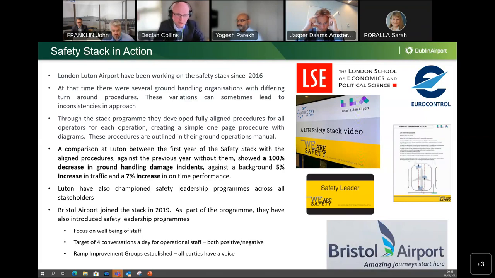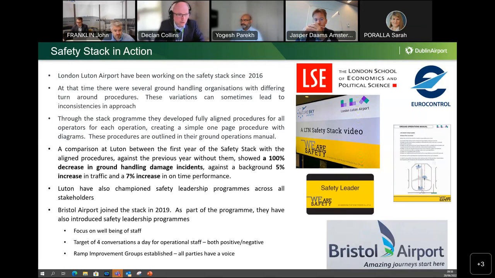Bristol then kicked off in 2019, and as part of their program, they've looked at the well-being of staff. I think that's probably key in the recent past regarding COVID, with a lot of staff turnover, staff being on furlough, isolated, and various challenges in that space. They set a target of 4 conversations a day for all operational staff, both positive and negative. So it's not a case that whenever Ops drives up, we're in trouble. Ops could be saying that you've done a good thing there. You've noticed a bit of fog, you've addressed it, or you've solved a problem, which is something we want to do as a wider airport.